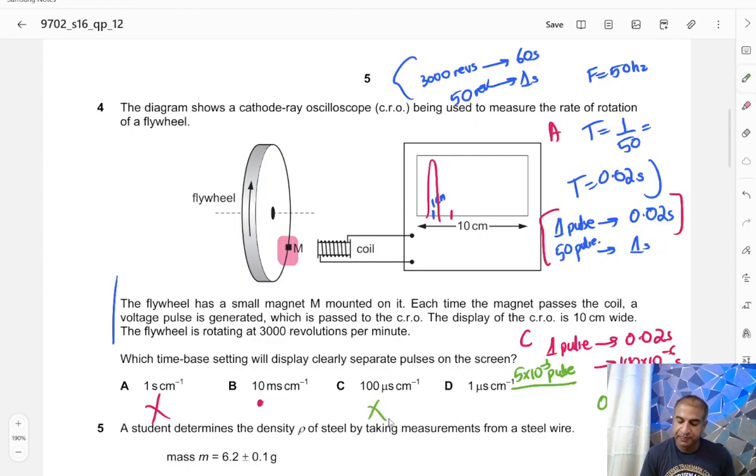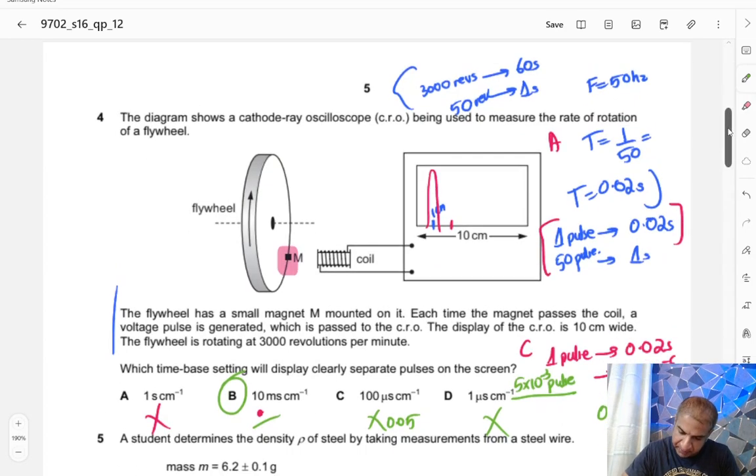This will not work. We just saw that the previous option was working, giving us 5 pulses in 10 centimeters, but here we are getting 0.05 pulse in 10 centimeters. So for the next option we would get an even smaller value. So this is obviously not going to work either. So we are just going to go with option B over here. This makes sense. Let's just move on to the next question. Then I'm going to take a break.